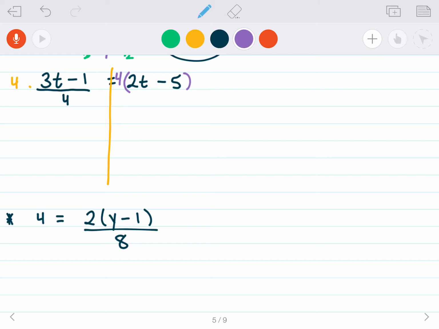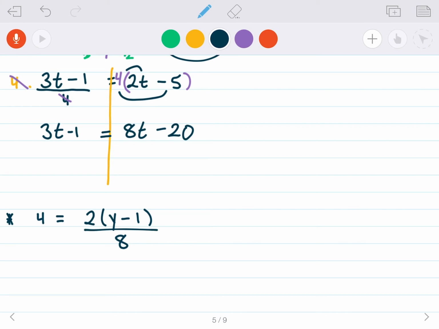So on the left side, those 4's clear. That was the point of that. And I'm left with 3t minus 1 on the left equals, now on the right side, I need to distribute that 4. I better distribute that 4 to everybody. So 4 times 2t is 8t. 4 times negative 5 is negative 20.